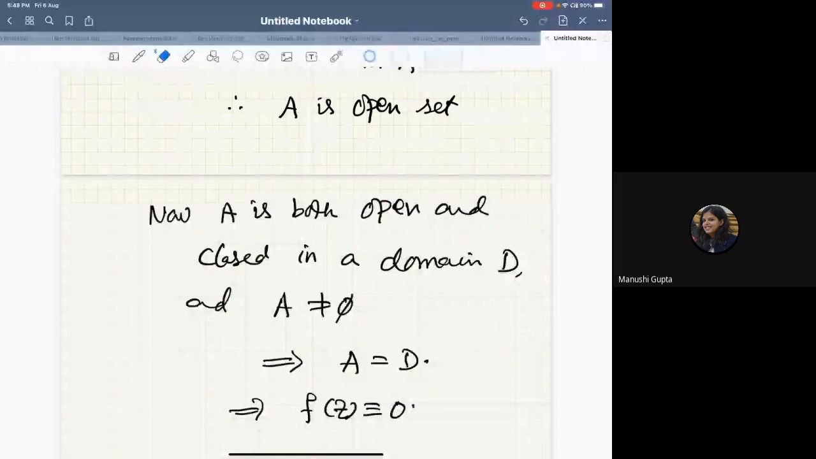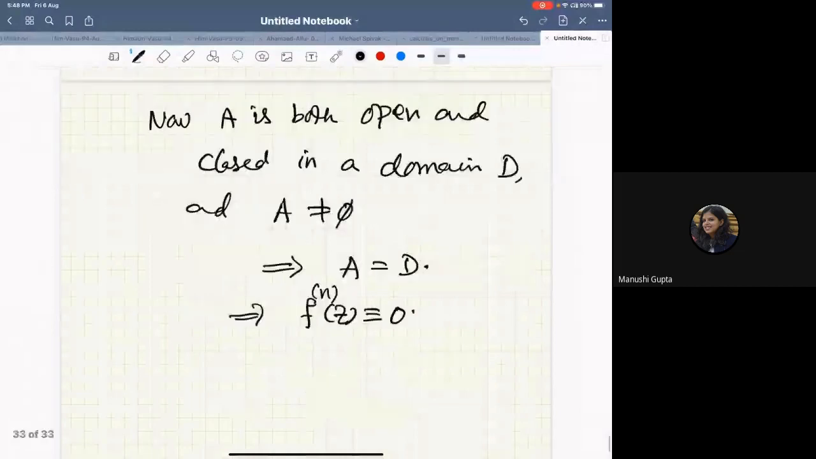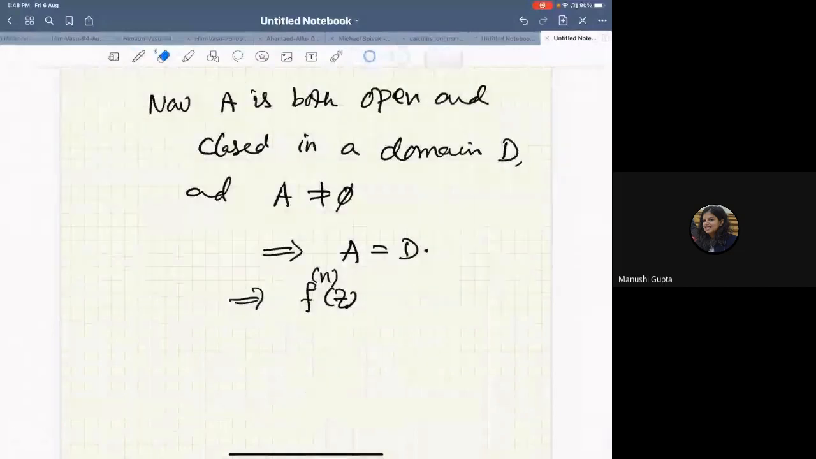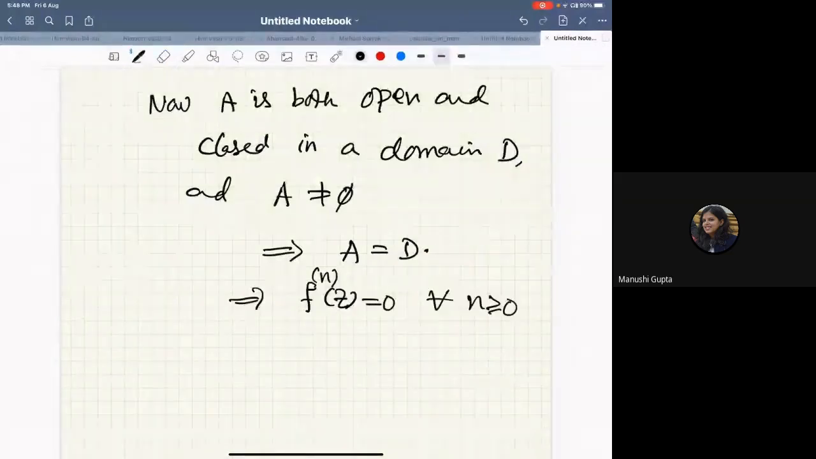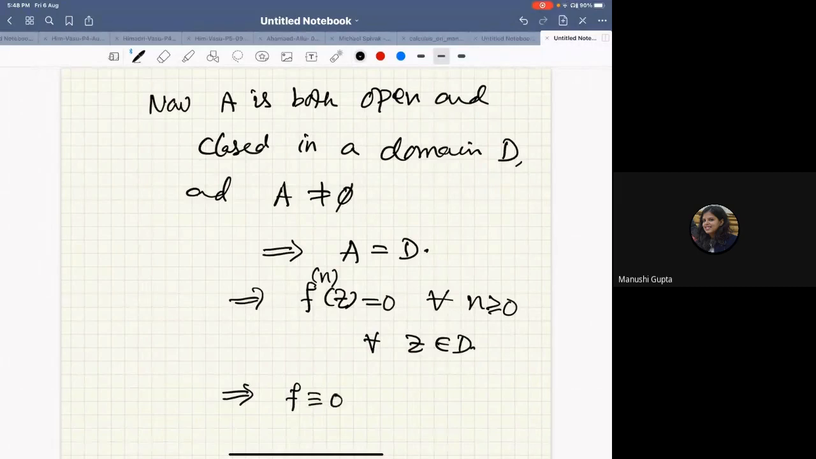Maybe I can write one more sentence here. f^(n)(z) equals 0 for all n greater than or equal to 0 and for all z belonging to D. So this implies f is identically equal to 0.